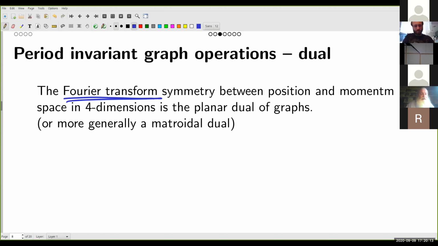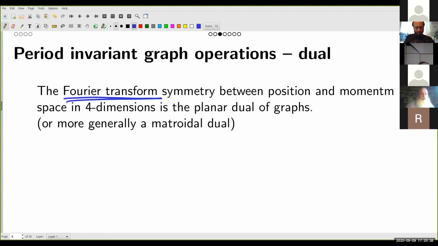Well, you might say, well, what is a cut? I guess I need to say a little bit more. How should I understand the cuts? Well, if you have a cut in a graph, that's a set of edges that are momentum conserving. So you have this duality between these cuts, these momentum conserving things, and the cycles. And that is exactly your Fourier transform symmetry or your planar dual.